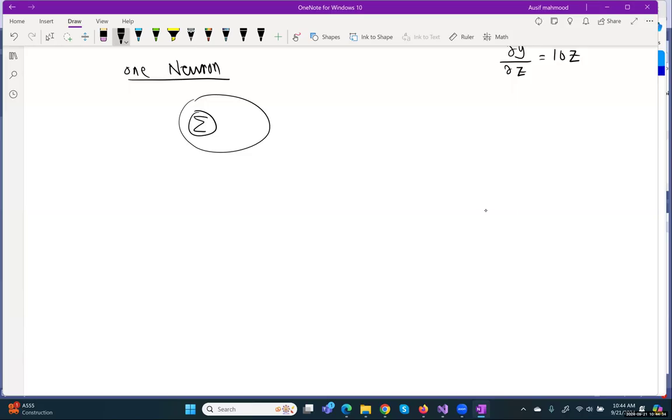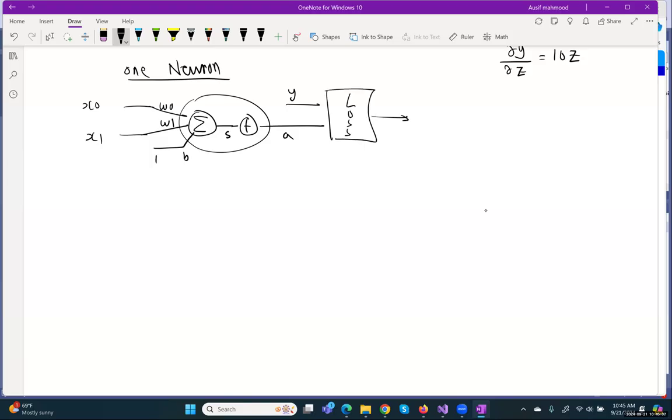So we will assume there are 2 inputs, X0 and X1. There are 2 weights, W0, W1, and the bias. Here's the summation, right? Activation function, here's A. And let's pretend we are given some target Y. Through the training data, we have a loss function and we are given L. And the loss function we will be assuming is Y minus A squared.